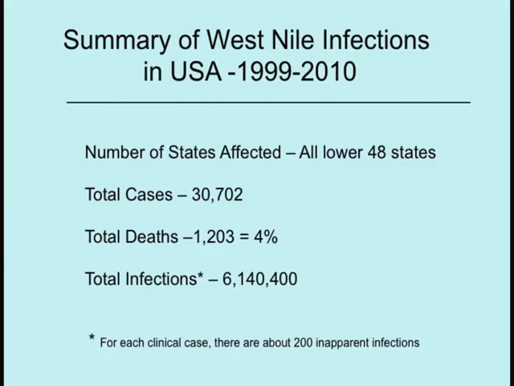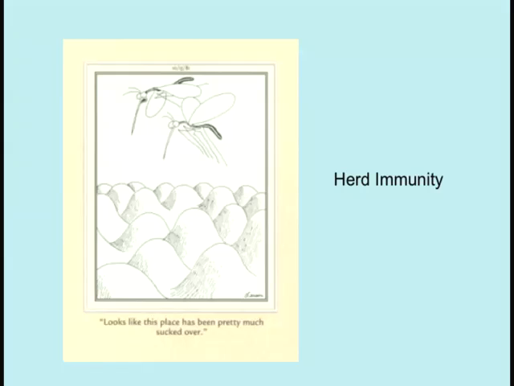We've had a total of 6 million infections with West Nile. Is this enough for herd immunity? Is the country now totally protected because there's lifelong immunity here? Or at least long immunity? You can't read that joke, but it shows a mosquito, a pair of mosquitoes, and they're flying over what looks like mosquito bumps. And they're saying, this place is all sucked out, let's go somewhere else. Have enough people become infected to protect all the others that have not become infected yet?